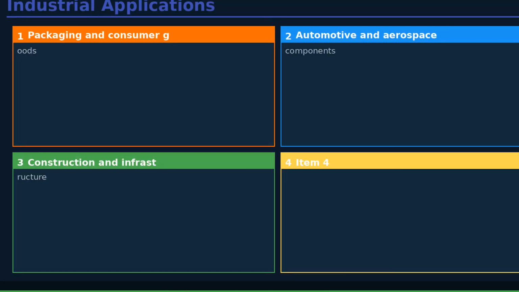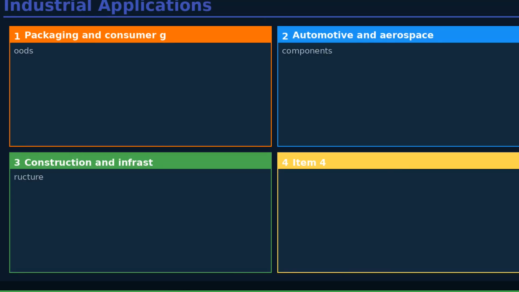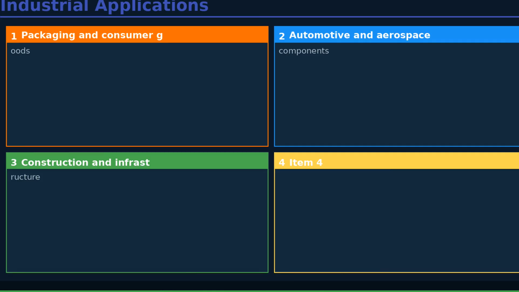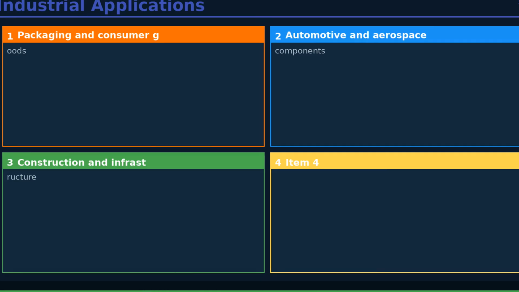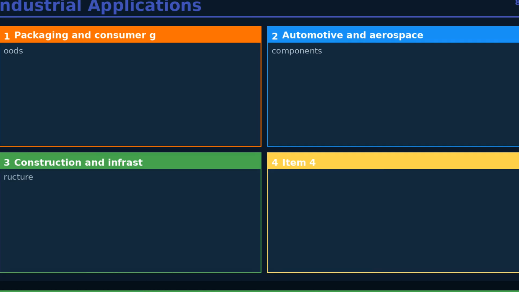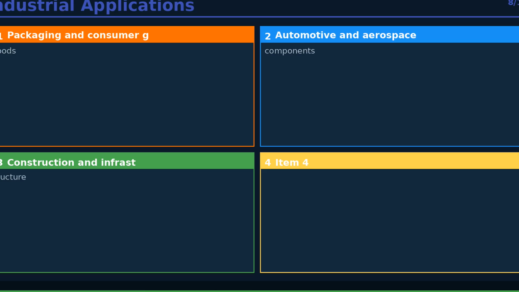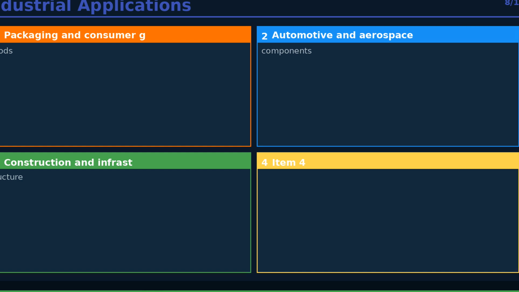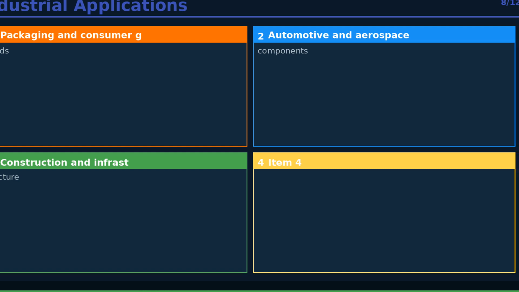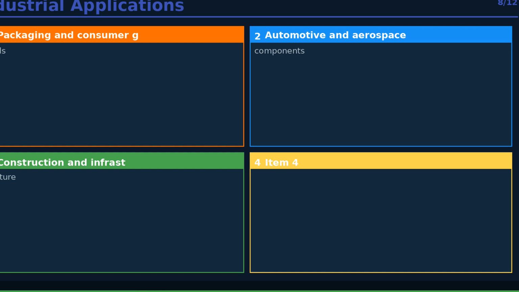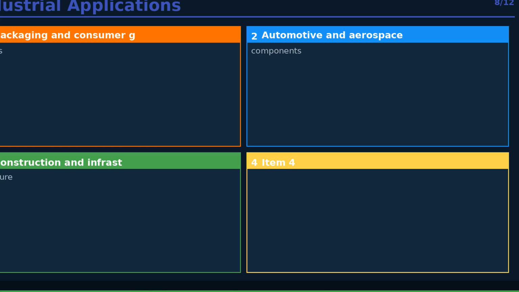CNC milling machine working principle is applied across packaging, automotive, and construction sectors worldwide. In packaging, it provides lightweight, barrier-rich solutions at low cost. Automotive and aerospace applications demand high strength-to-weight ratio and thermal stability.